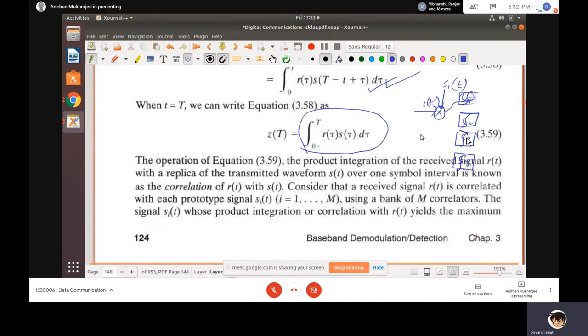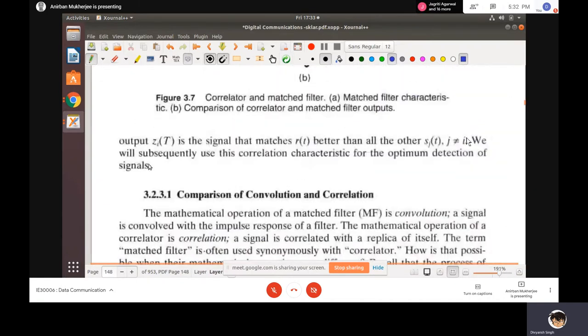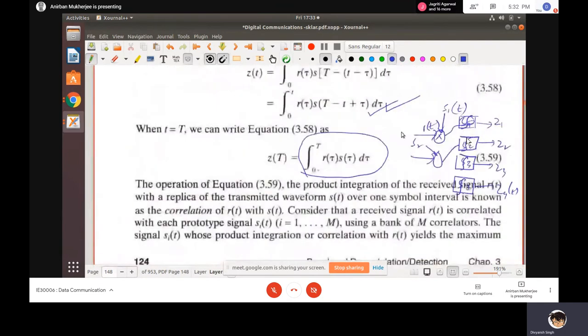We'll send this, then another one, S2, I will send to that integration. And then each one I will get Z1, Z2, Z3, Z4. Now, I will check the maximum output Z_i. That means I will check which one is big at t equal to capital T, because I will only check Z(T), Z1(T), Z2(T), Z3(T), Z4(T).